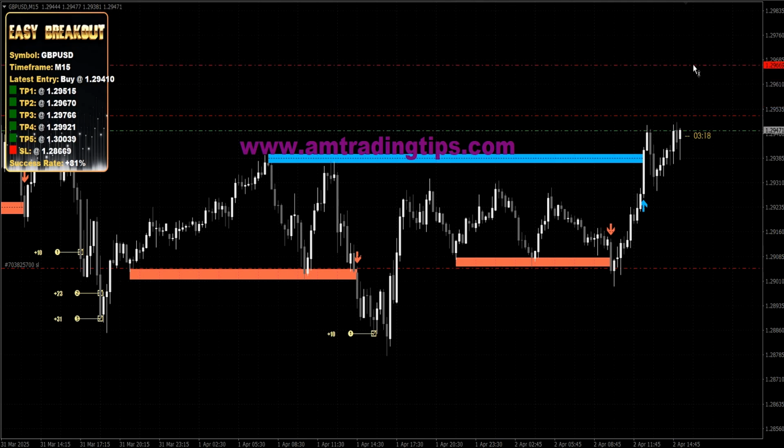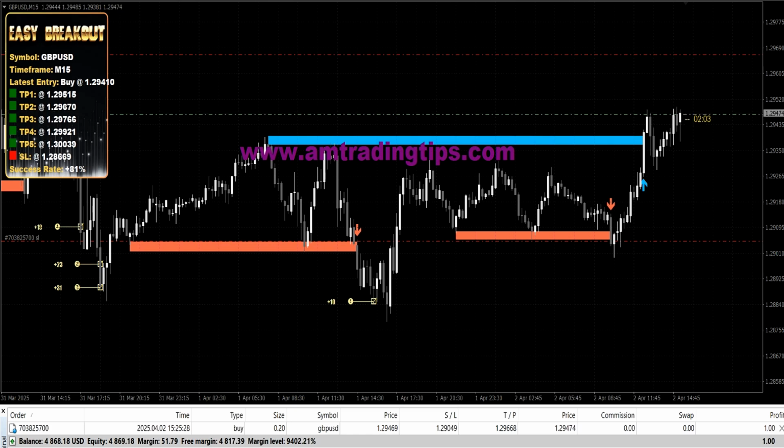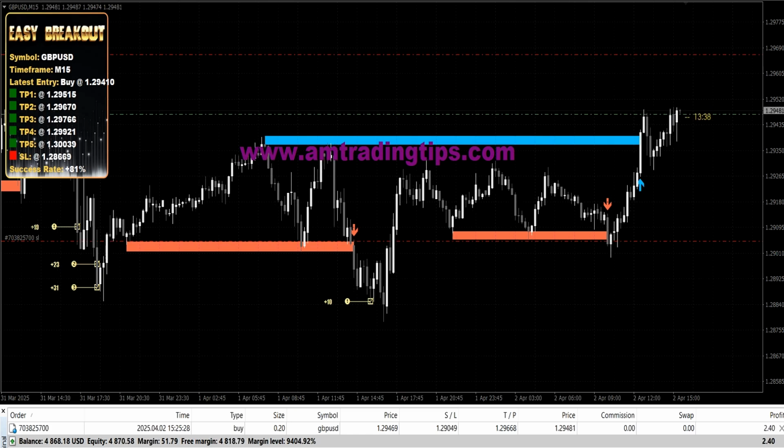But notice something on this chart. It isn't a straight line up. There are pullbacks. There are candles that go against us. And every single one of those is a small test of whether you'll stick to your plan.